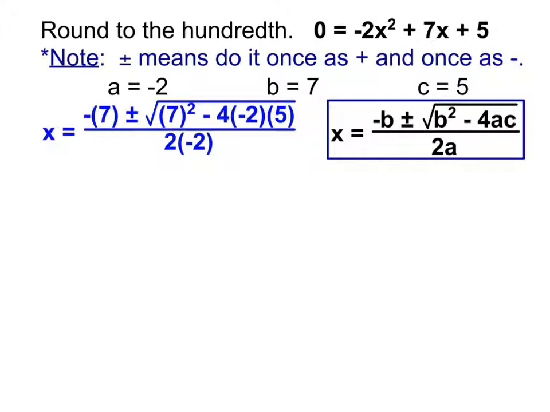Now, since we are just learning the quadratic formula, I want to go through and do every little step as clearly as I possibly can. So, next line, I'm going to go x equals, so negative parentheses 7, that's just a negative 7, plus or minus the square root of, I can go ahead and do that 7 squared. Okay, so 7 squared is going to give me 49.